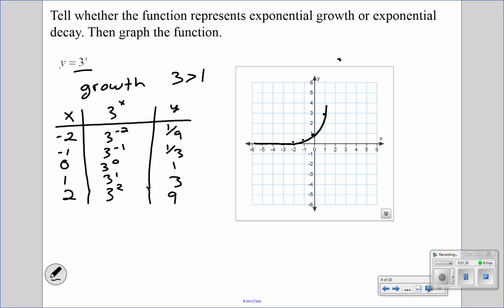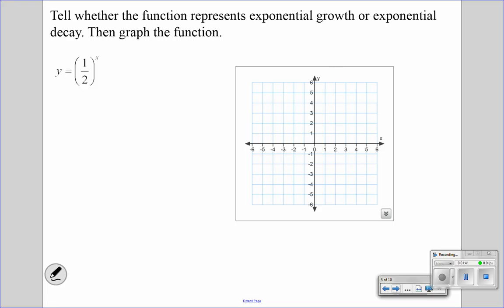Notice that we're never actually touching our x-axis. We're just getting infinitely closer to this, because any number raised to an exponent will never give us 0. So that is what all of our exponential growth functions look like.